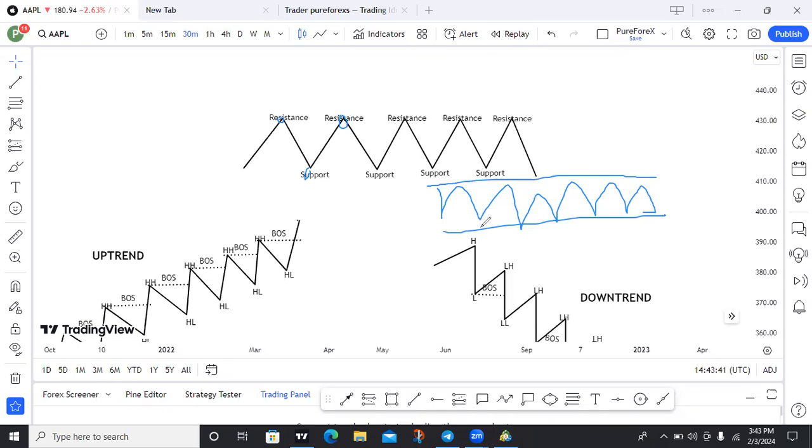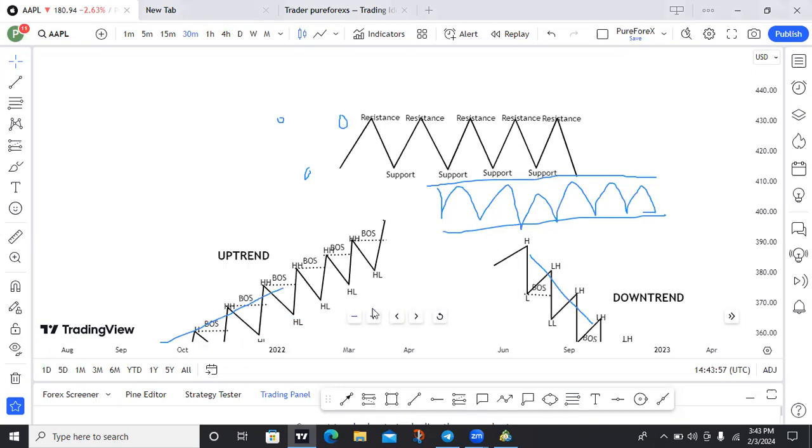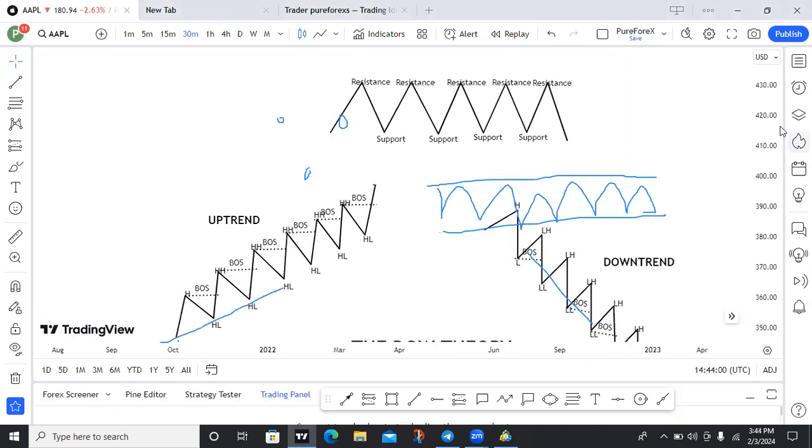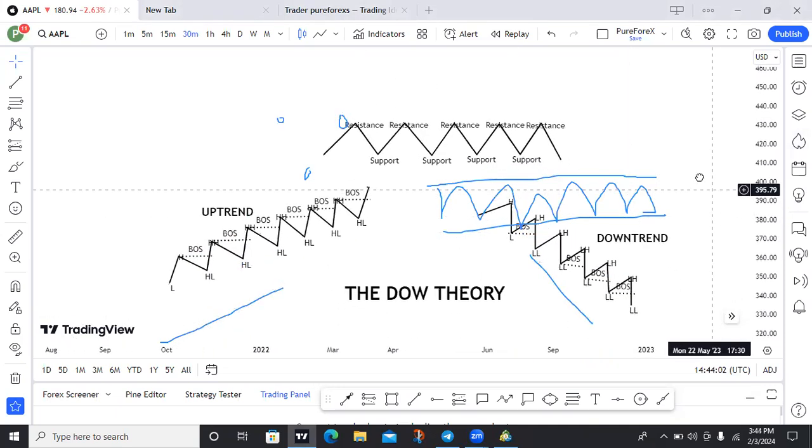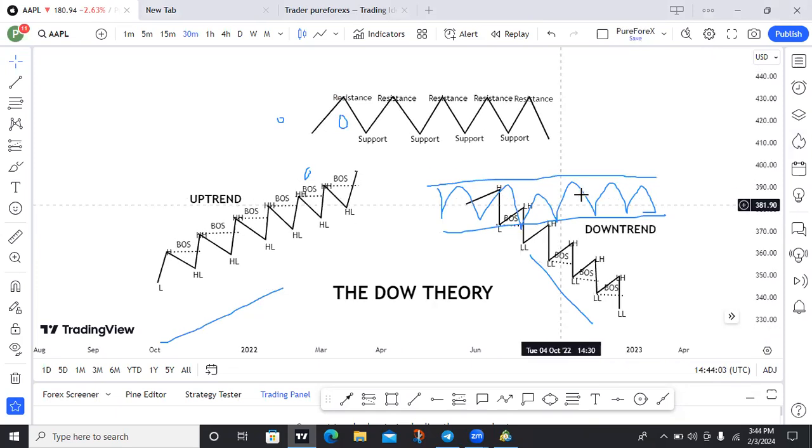In this market, sellers and buyers are in equilibrium. Nobody is leading. Buyers are not leading, sellers are not leading. But this market structure tells us that buyers are leading. This one tells us that sellers are leading, right? And consolidation is trying to tell us that neither buyers nor sellers are leading. The market is in consolidation. We call it accumulation.